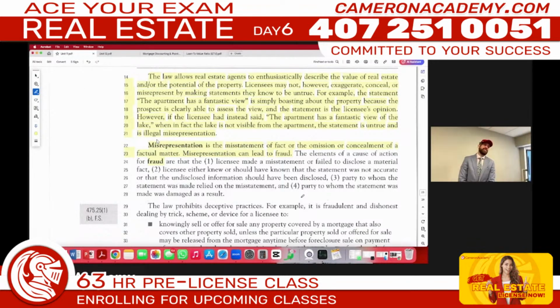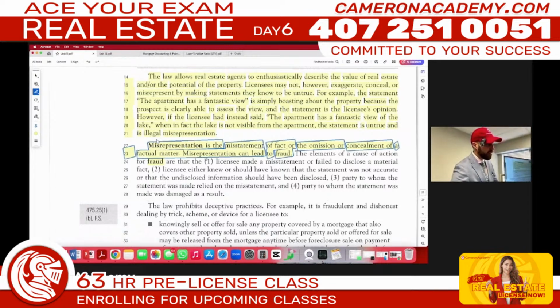And that's what we see next. To prove that a licensee committed fraud, you have to establish at least one of these four things. Let's go through them. Number one, you can prove that the licensee lied. Number one, prove that the licensee lied. Could be difficult or easy depending on the circumstance.